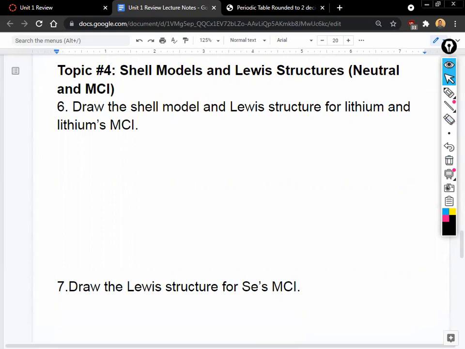Now I know we did this recently, so I'm going to give you guys maybe about 2-3 minutes, and I want you guys to try this out. You can work with your partner, but you're going to be drawing the shell model, the Lewis structure for lithium and lithium's MCI. So try that out. Take about 2-3 minutes to try that out, and then we'll go over it together. Okay.